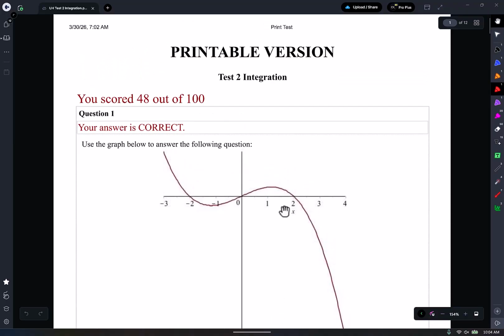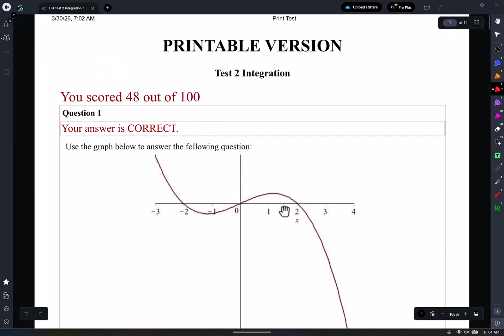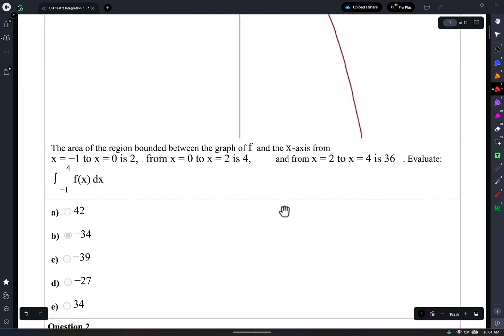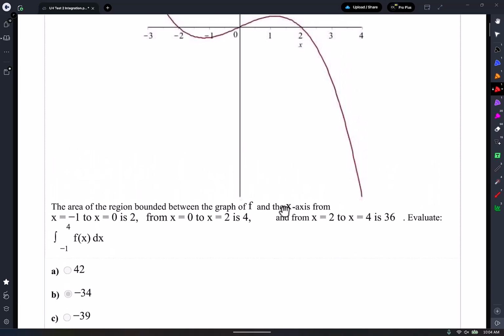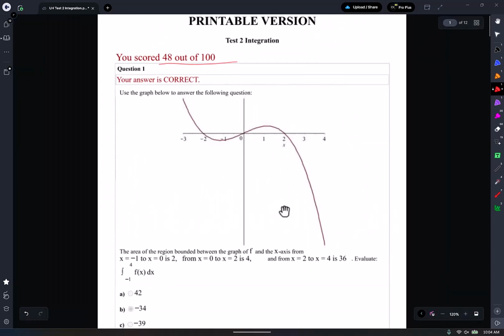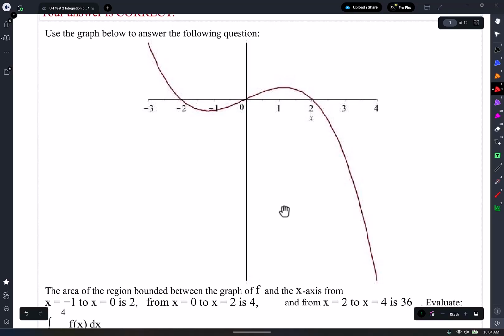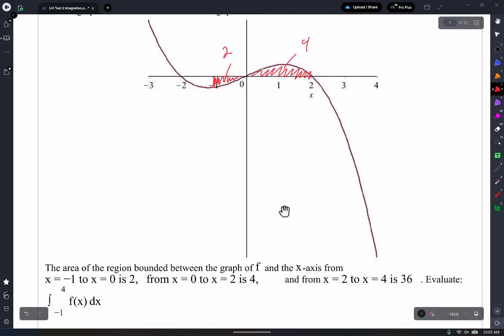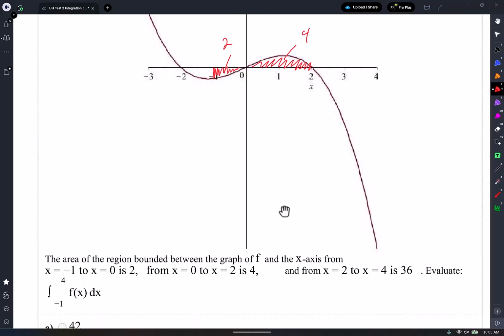UH test 2 integration. This is from one of y'all. They made an attempt. It says, use the graph below to answer the following question. The area of the region bounded between the graph of f and the x-axis from -1 to x equals 0, so all this right here, that is 2. And from 0 to 2 is 4. So all this right here is 4. And from 2 to 4, all this is 36.